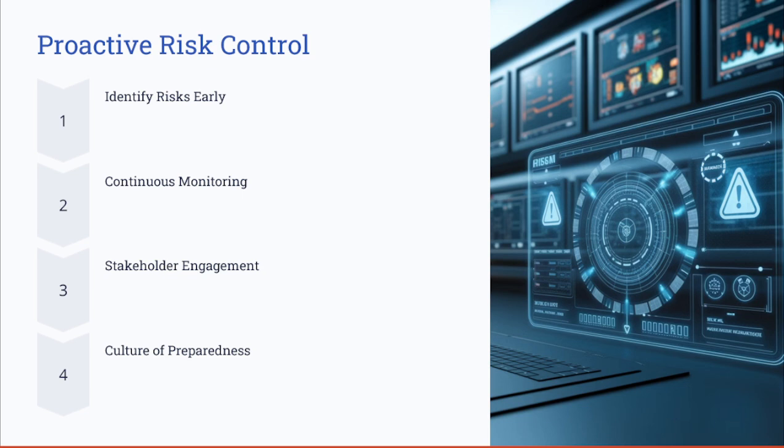For example, let's take an IT project, where regular system testing and user feedback sessions can identify performance issues early, enabling timely adjustment. Also, engaging the stakeholders in risk discussions and updating them on mitigation progress fosters collaboration and trust, ensuring a collective effort in risk management. So this forward-looking approach enhances the project's ability to adapt effectively to uncertainties.